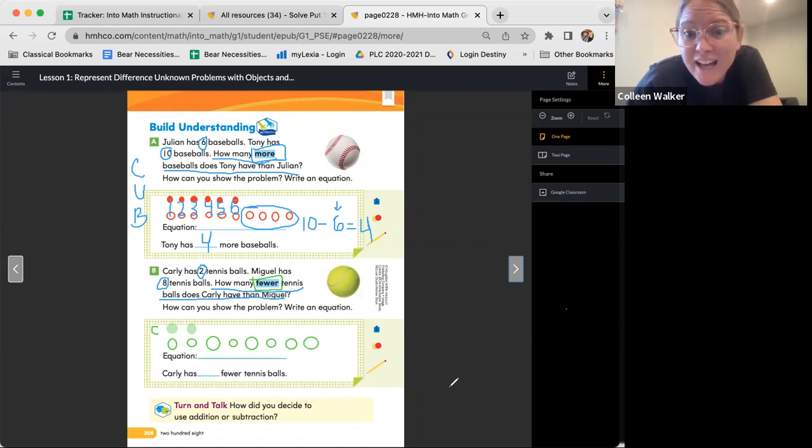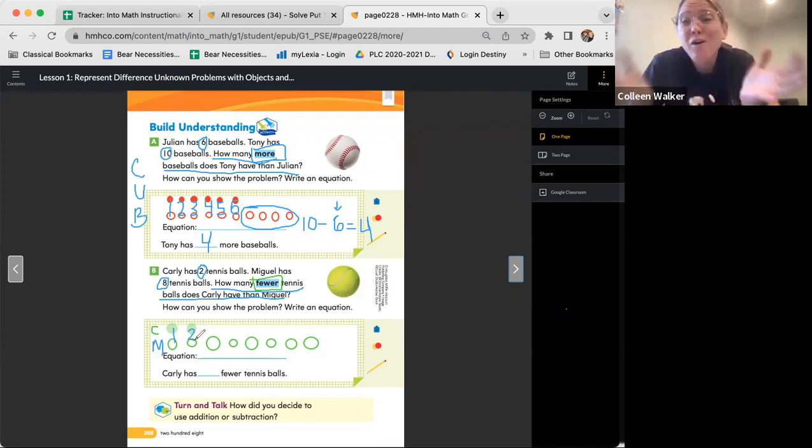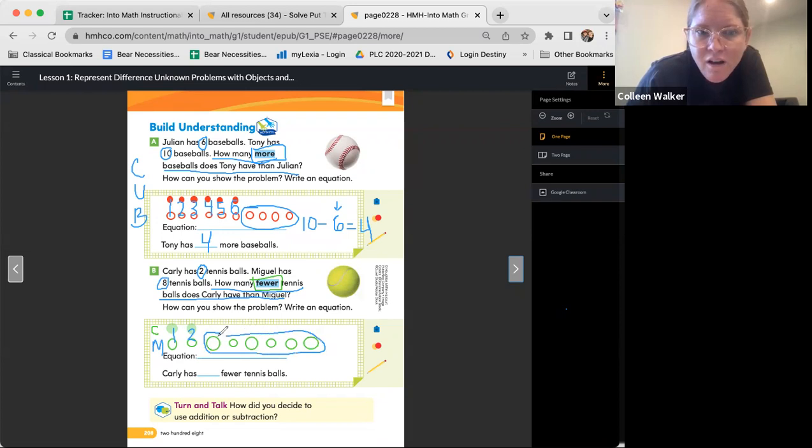Awesome. So let's match them up to figure out how many fewer Carly has. Ready? So we know that this is Carly's row and this is Miguel's row. So say it with me. They both have 1. They both have 2. Oh no, Carly doesn't have any more. Let's circle all the extra Miguel has. So this is how many fewer Carly has.